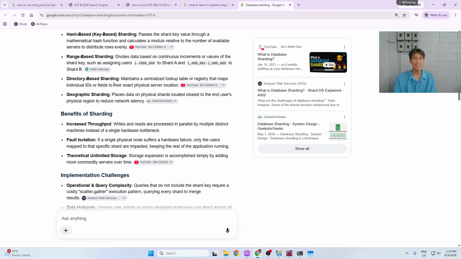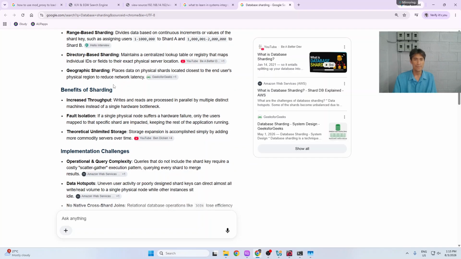The benefits of sharding, of course, increased throughput, fault isolation, theoretical unlimited storage. You can just add more commodity servers. Fault isolation: if a single node suffers hardware failure, only users mapped to that specific shard are impacted. So you can imagine how Facebook shards those millions of users, right? You shard the database.